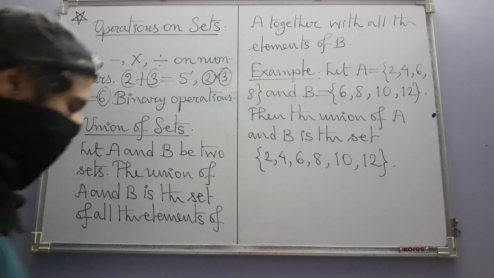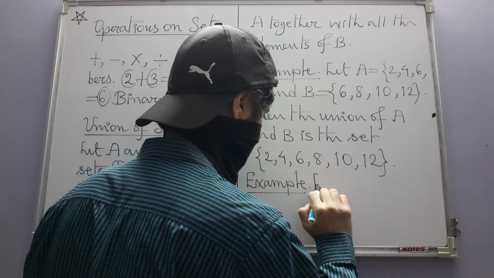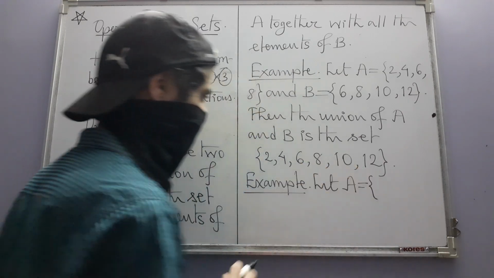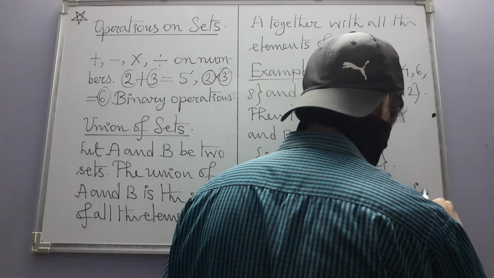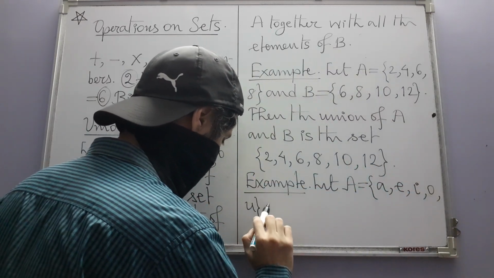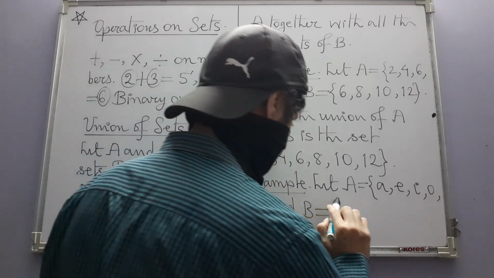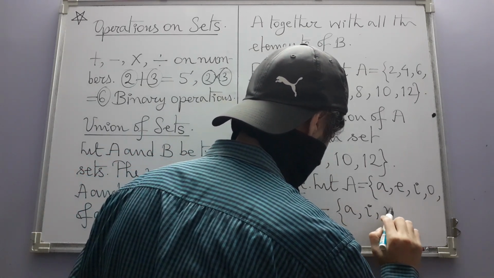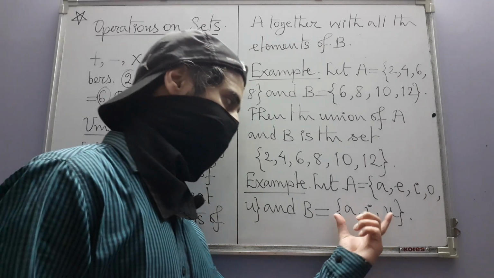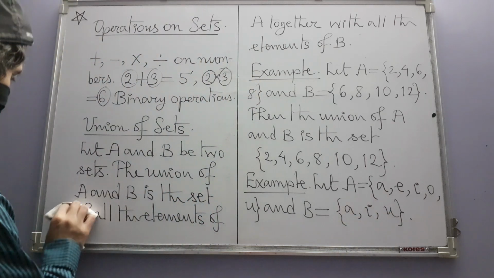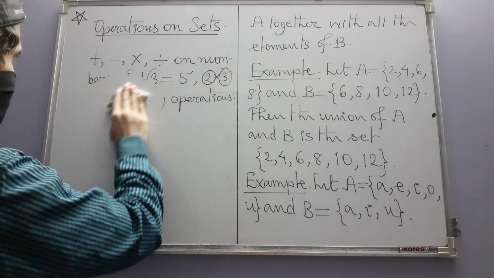Let's take another example. Let this time A be the set of all the vowels in the English alphabet, that is A, E, I, O and U, and let B be the set of only these three vowels A, I and U. Well, in this case, it turns out that B is a subset of A. All the elements in B are also in A. But that's not a problem. We can still form the union of A and B.